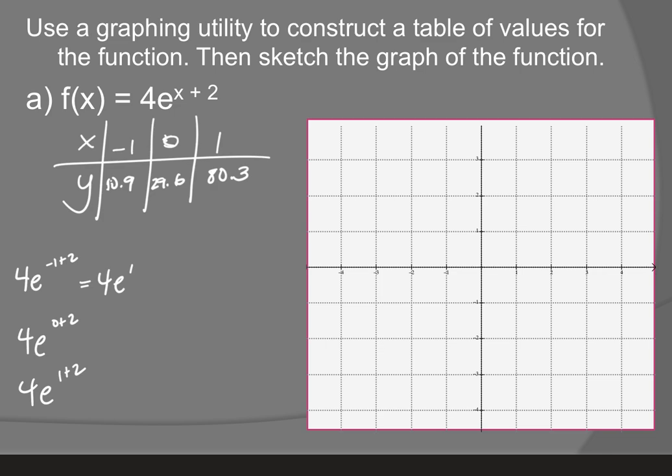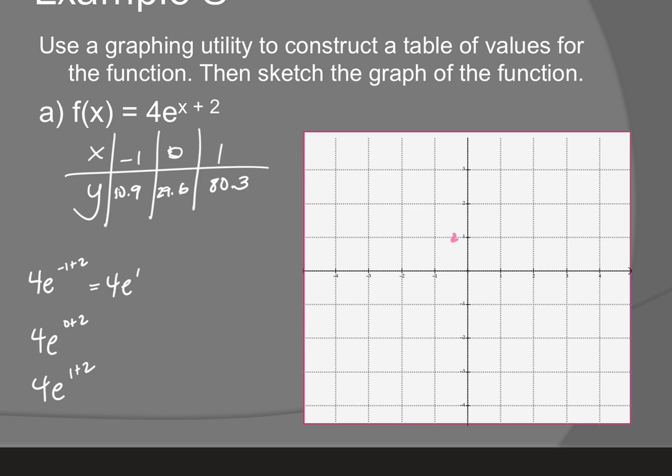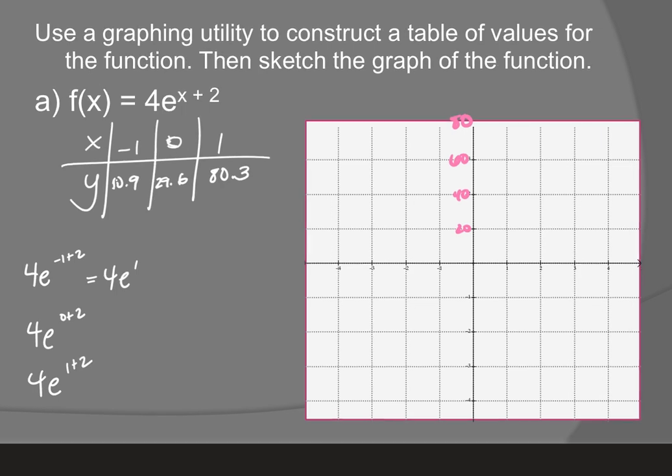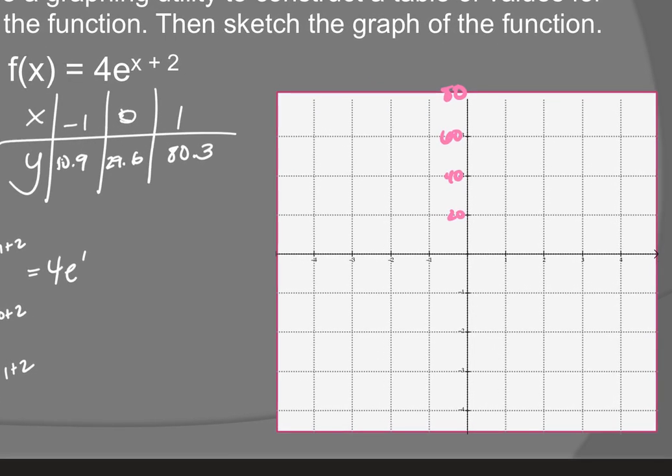Yeah. So negative 1, now these go from 10 to 30 to 80. So I'm going to change this scale. Okay. I'm going to actually go by 20s. 20, 40, 60, 80. I don't have to change the x. I'm going to leave the x. But negative 1 and 10.9 would be somewhere like here. Oh, not there. Sorry. Here. 0 and 29.6 would be about here. And 1 and 80.3 would be about here.